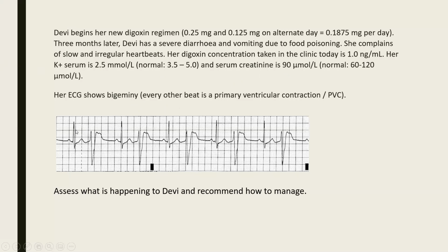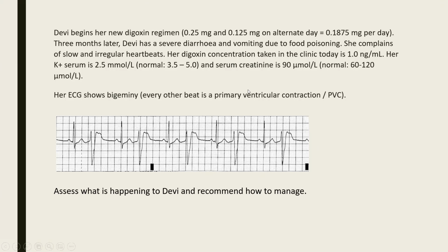So this is the normal one, and then you have got PVC, normal one, PVC, normal one, PVC. So at every other beat, you have got an extra beat. It looks quite regular, and this is called bigeminy. So assess what is happening to Devi and recommend how to manage.